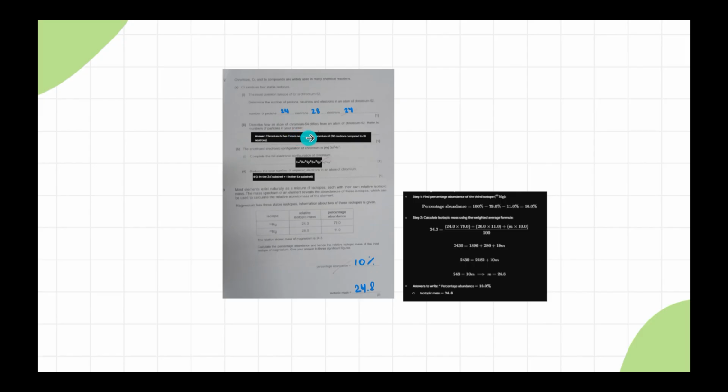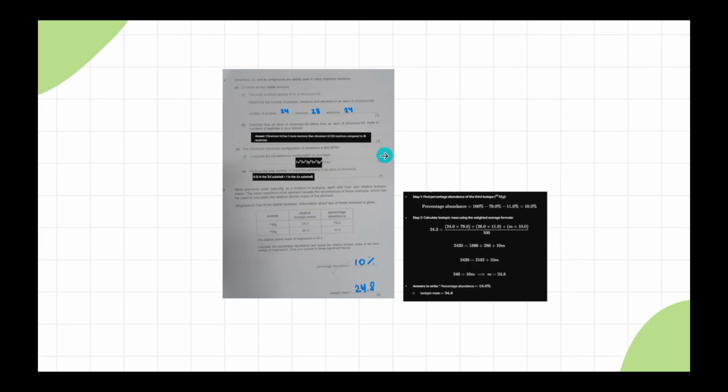Describe how an atom of chromium-54 differs from an atom of chromium-52. Refer to the number of particles in your answer. The answer is chromium-54 has 2 more neutrons than chromium-52, 30 neutrons compared to 28 neutrons.